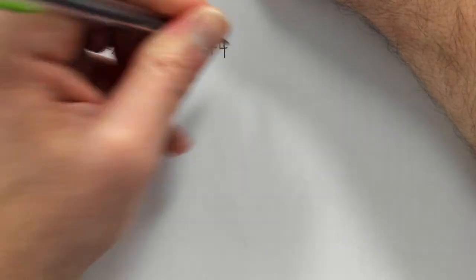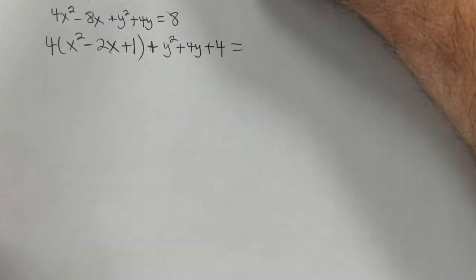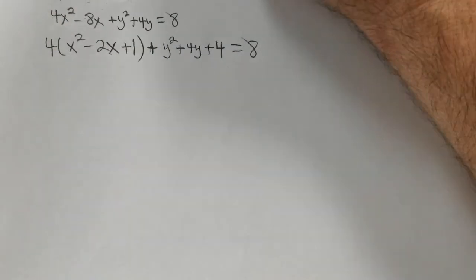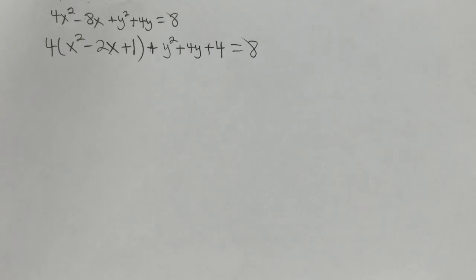So I'll add 4 to the end of that. Okay. Now, we're going to set this equal on the other side. I already have an 8 here, so I'll go ahead and put that here. But now we've got to consider what we've done to the left-hand side of the equation.